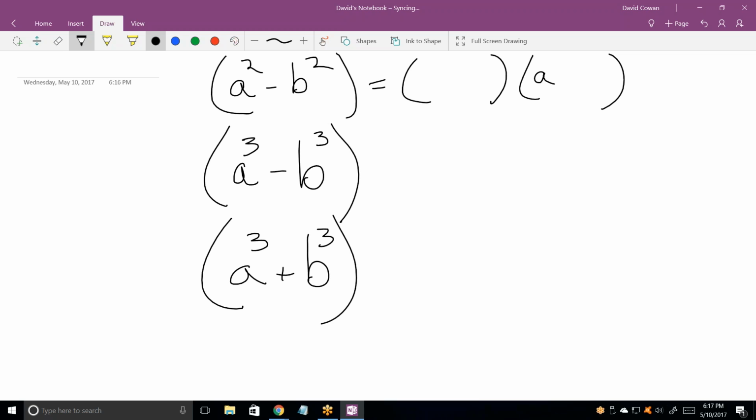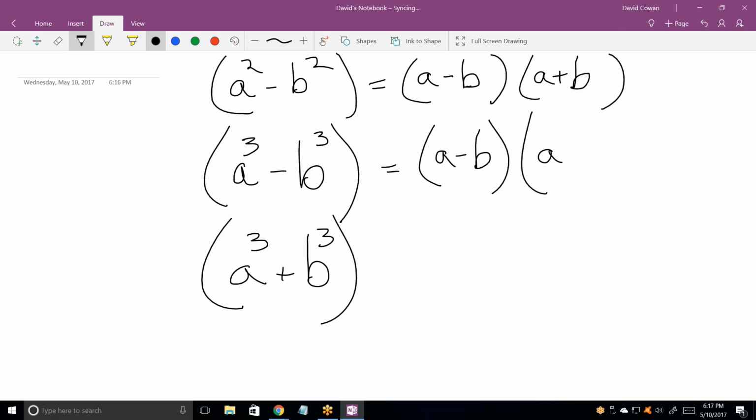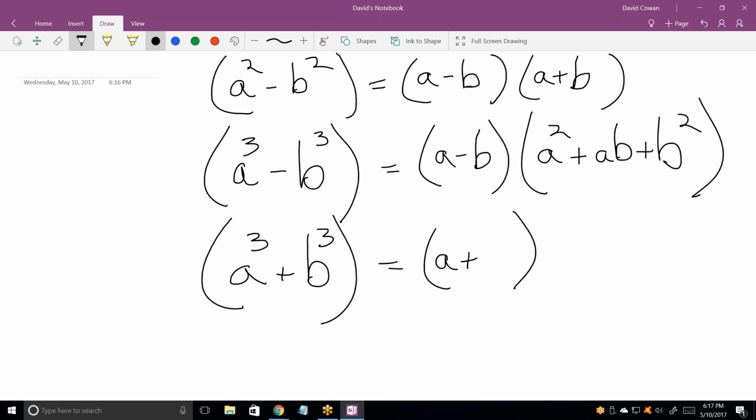For some reason, everybody remembers it like that, but there's a really good reason to remember it like this. They're the same answer. I understand the associative property holds, but there's a reason to put the minus first. When I do difference of cubes, the first term is a linear term with the same sign as what I'm looking at. The second term is a quadratic term with the opposite sign. Same thing with the sum of cubes: the first term is a linear term with the same sign, plus and plus. The second term is a quadratic term with the opposite sign.